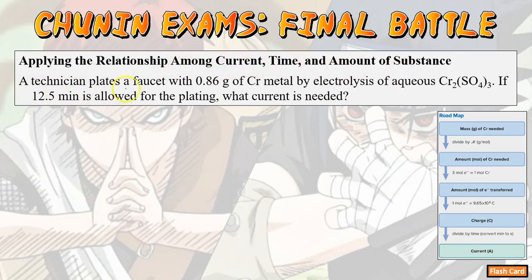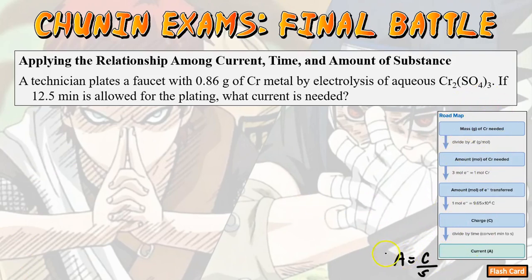A technician plates a faucet with 0.86 grams of chromium metal by electrolysis of aqueous chromium(III) sulfate. If 12.5 minutes is allowed for the plating, what current is needed? Essentially, you're giving us the mass of chromium and asking us to get all the way down to current using that same kind of mapping relationship that we're used to. Of course, this is a different look of it, but it's the same information.